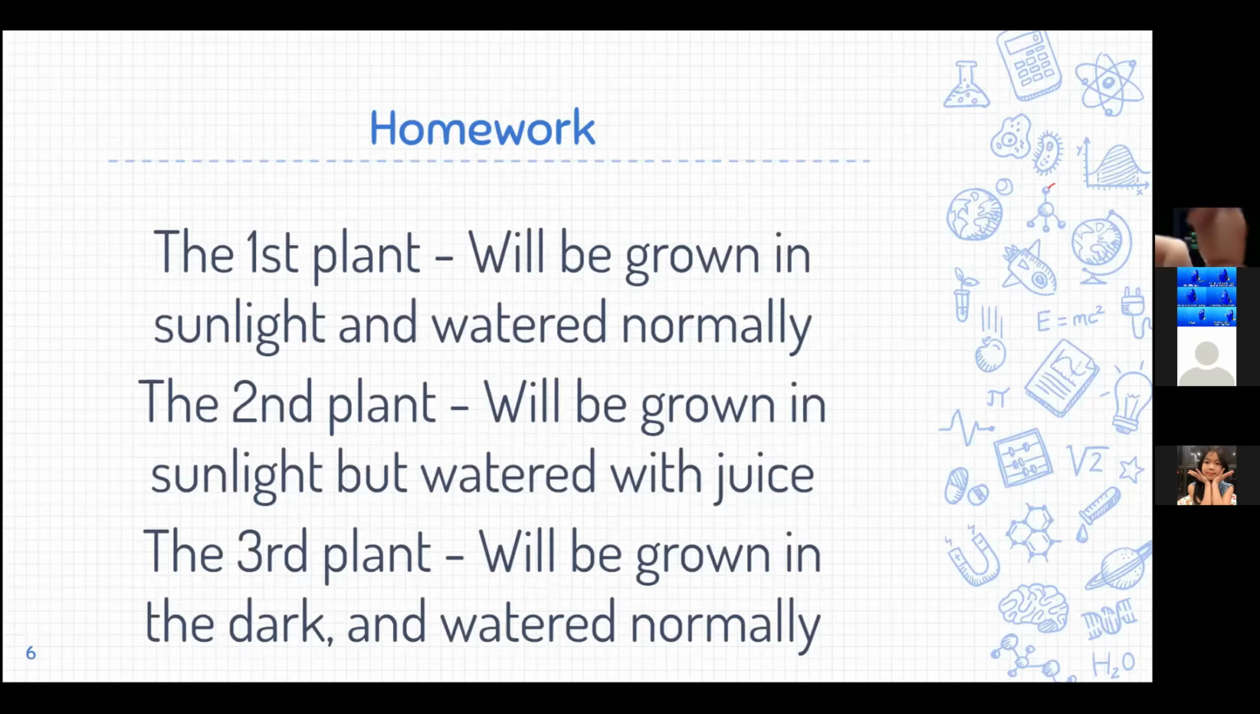The second plant, you're going to grow in sunlight. You're not going to use water. You're going to use juice, orange juice, apple juice, or even salt water. It doesn't matter, one of those things. The third plant, you're going to grow in the dark and give it water normally.